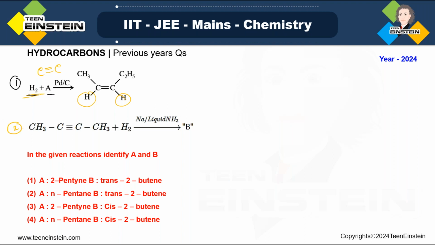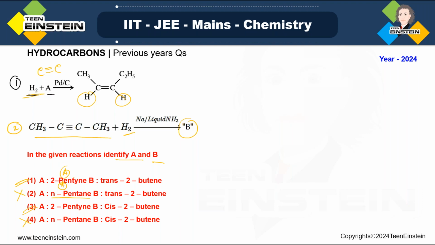Now come to the second reaction. In the second reaction, a triple bond is already given. You are treating it with H2 in presence of sodium in liquid ammonia, and you are getting product B. Now B you have to recognize. In the first case, it is obviously an alkyne. So identify A and B. A will be either 2-pentyne or it will be n-pentane. Any of these two you have to choose. Now n-pentane is not possible, because in n-pentane there is no unsaturation and no question of addition of hydrogen. So either you choose option 1 or you choose option 3. So these two we can cancel.